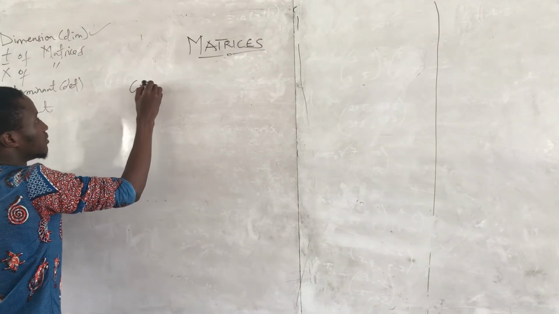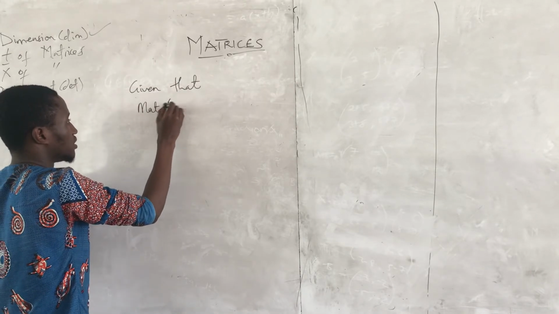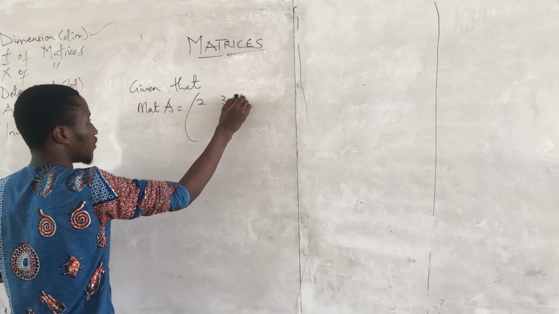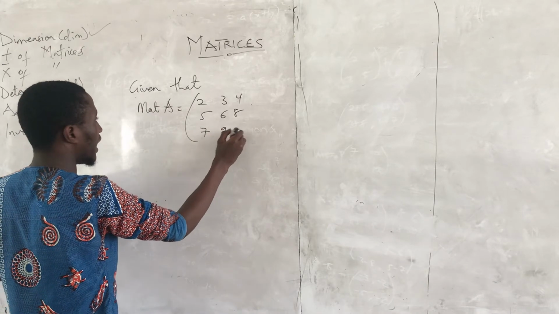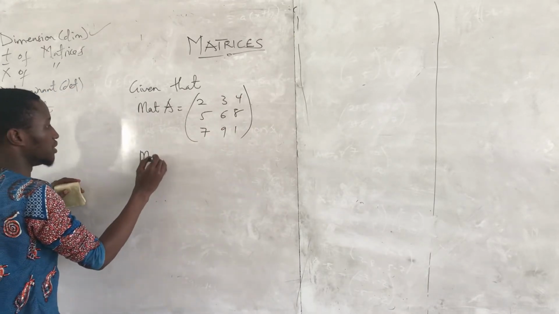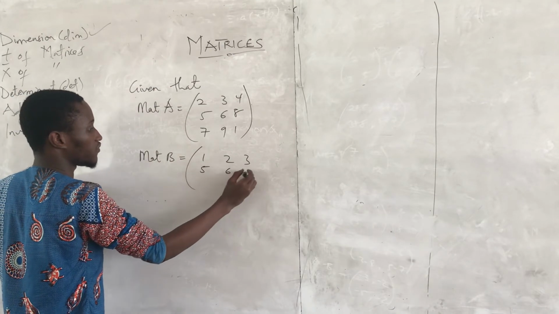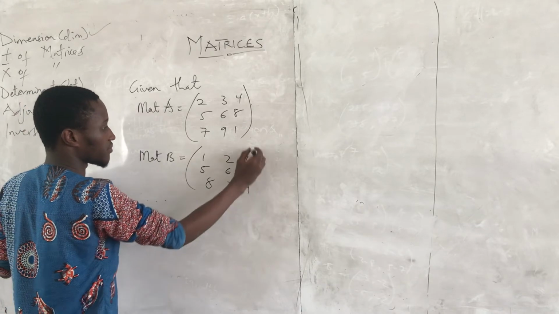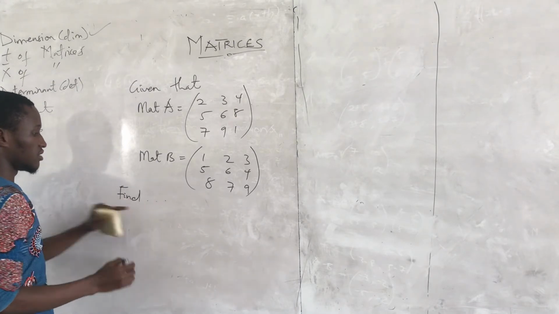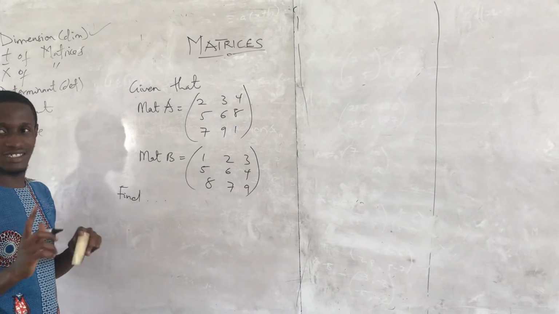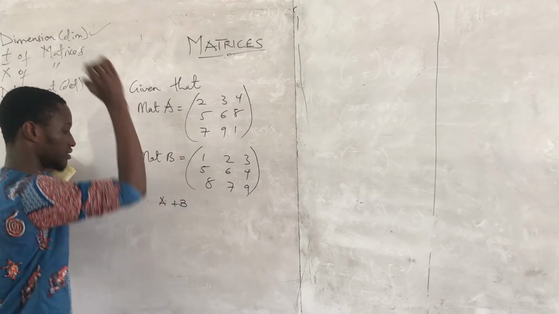So given that matrix A is equal to 2, 3, 4, 5, 6, 8, 7, 9, 1. And matrix B is equal to 1, 2, 3, 5, 6, 4, 8, 7, 9. Find, I'll only do one. I'll just do the addition, then the subtraction you can try. To find A plus B. Solution.